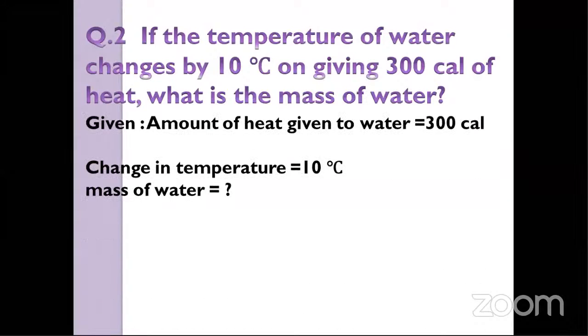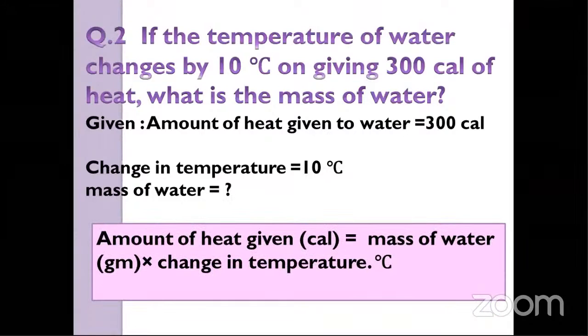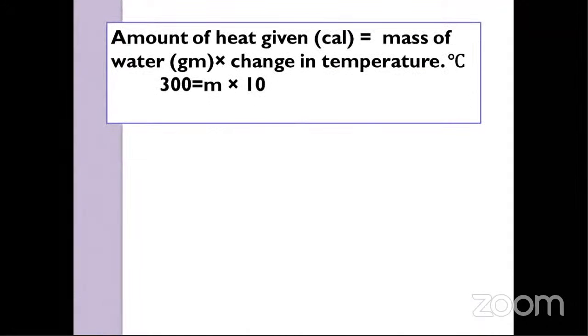First of all, given is the amount of heat given to water, which is equal to 300 calorie. We have also been given the change in temperature, which is equal to 10 degree centigrade. But we have to find out the mass of water. So the formula is: amount of heat given is equal to mass of water into change in temperature.